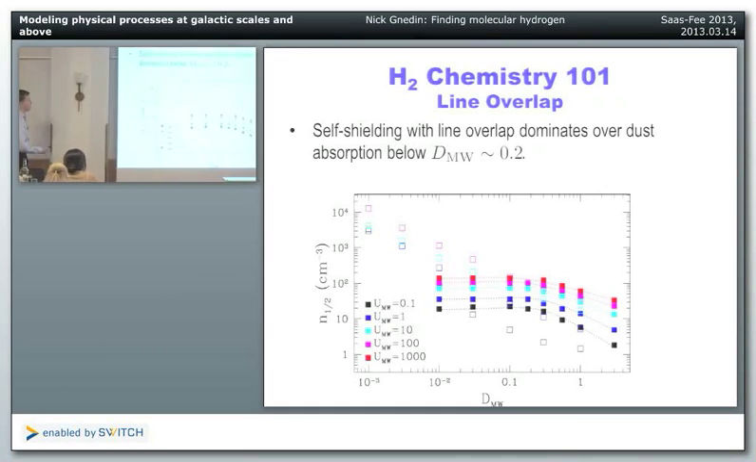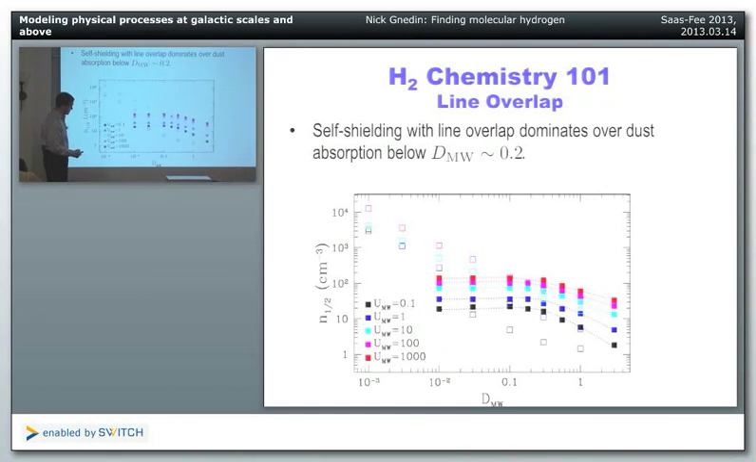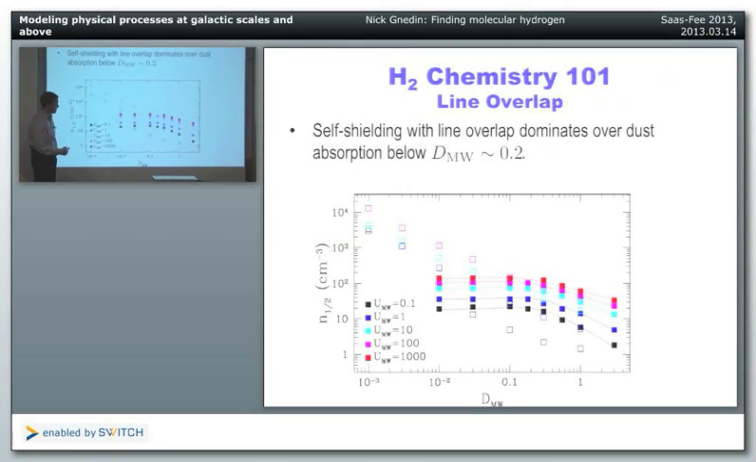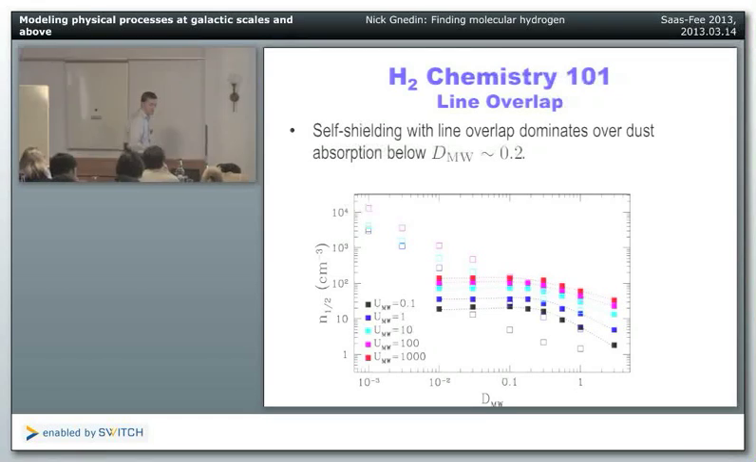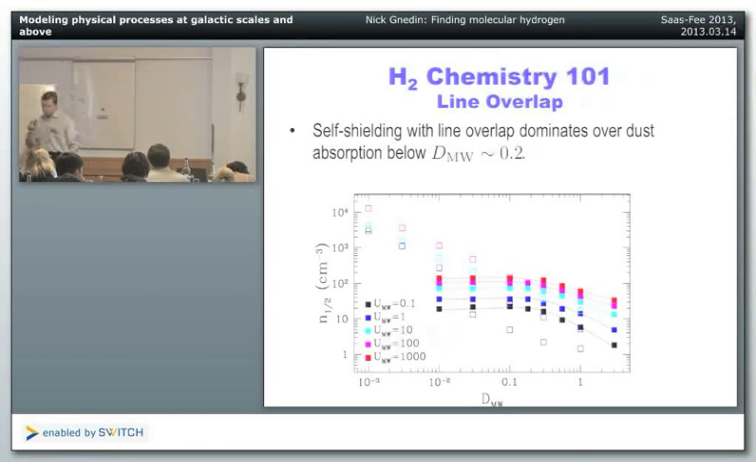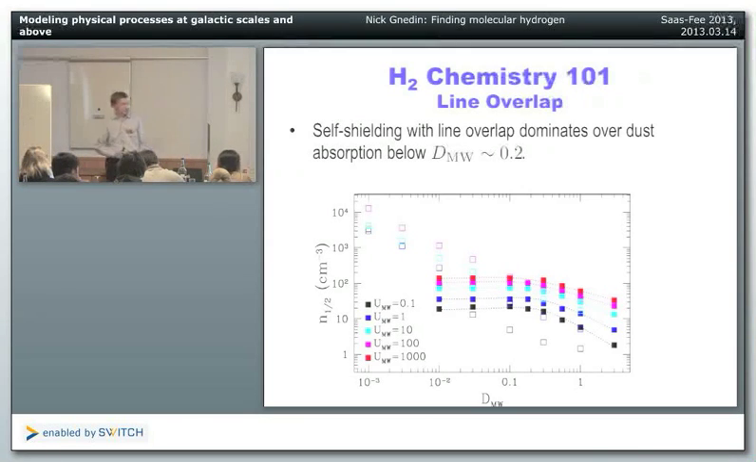So the effect of this line overlap is that the dependence on dust disappears for dust abundances somewhere around 20% of the Milky Way. So basically the Small Magellanic Cloud is the lowest metallicity galaxy in which dust absorption is still important for molecular hydrogen. And if you go to even smaller metallicity galaxies, dust becomes irrelevant. It's still important for formation: molecular hydrogen still forms through the dust channel, but the dust shielding does not dominate. Self-shielding completely takes over.